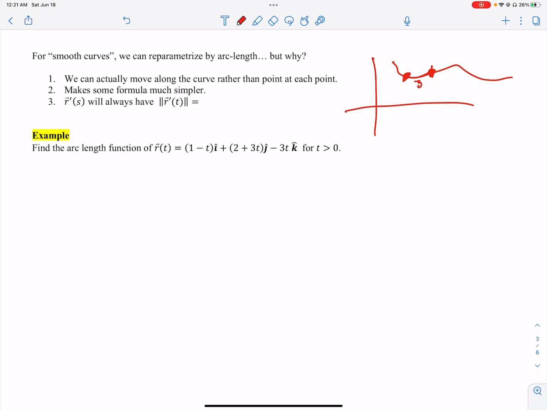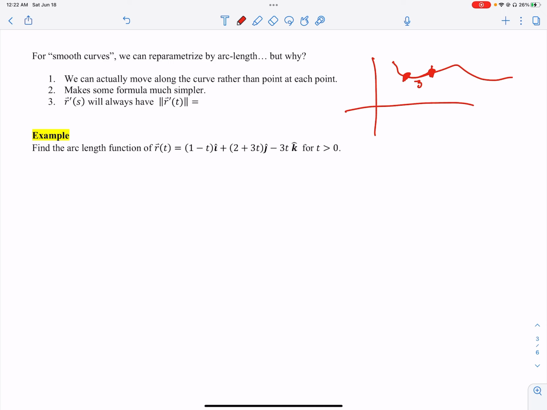And then we have another thing here that we'll finish in a moment. R prime of s, where s is arc length, will always have magnitude 1, not the magnitude of r prime of t. I think that's supposed to be an s, so we'll come back to that in a moment.